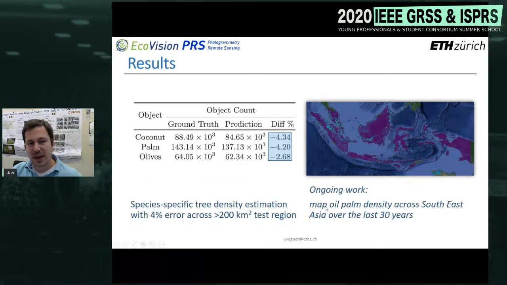And at the moment, we are scaling this up, and this is a first sneak peek at some new results that will be submitted for review soon. We want to do these palm oil density maps now for whole Southeast Asia, and then also compare and track over time how this changed over the years.